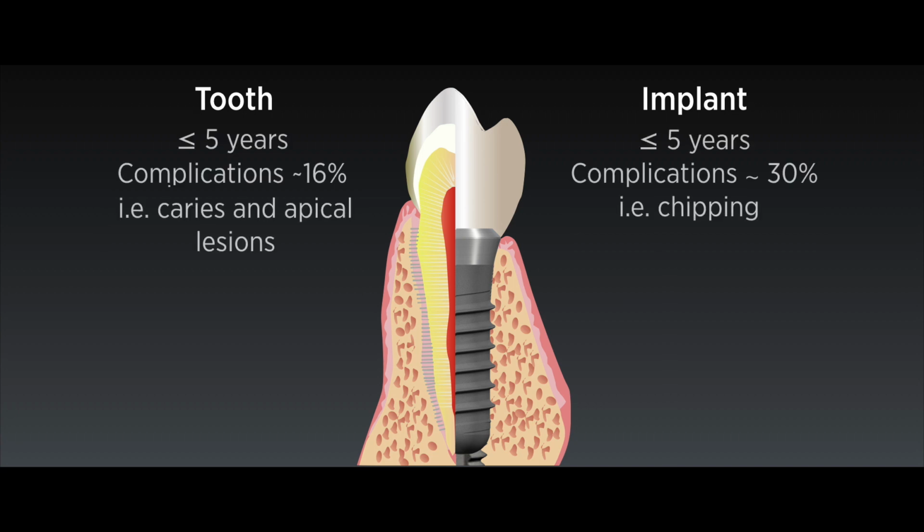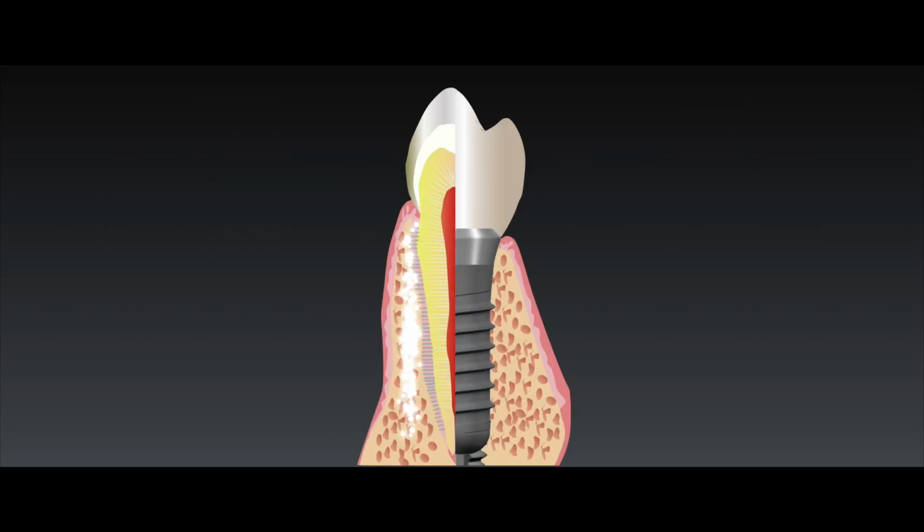In teeth, within 5 years, around 16% of the reconstructions have some complications. On implant-supported, it's about twice as much. The most frequent complications on the tooth side are caries and apical lesions, and on the implant side, chipping is most frequent. The main difference is that the tooth has a periodontium.